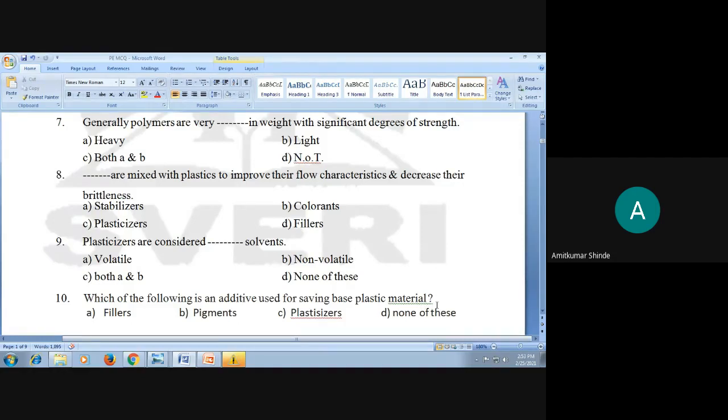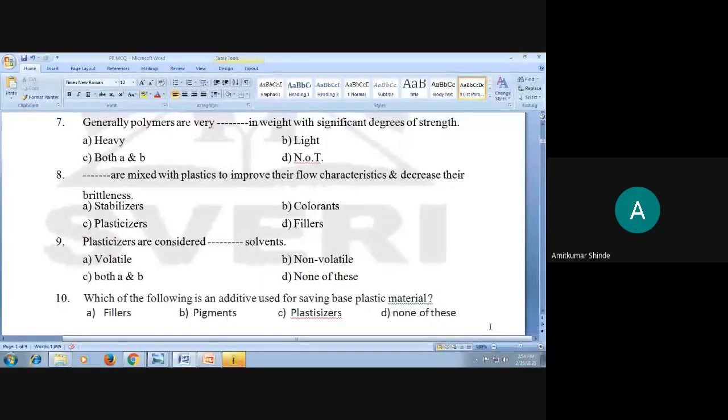Then the last objective MCQ question I will take here. In which polymerization method do monomers react by eliminating small molecules in a repetitive manner? Small molecules are eliminated means one byproduct like water or some salts is formed. This takes place in condensation polymerization.